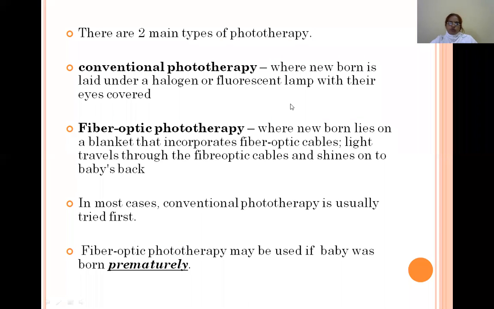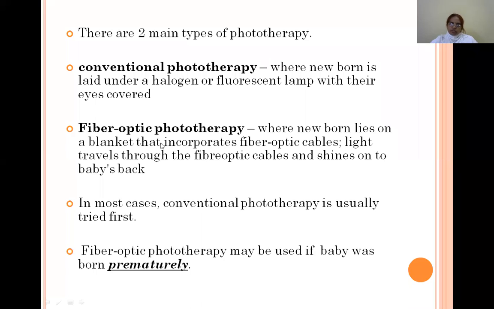Actually, phototherapy is of two types: conventional phototherapy and fiber optic phototherapy. In conventional phototherapy, the newborn is laid under a halogen lamp or fluorescent lamp with their eyes covered. In fiber optic phototherapy, the newborn lies on a blanket that incorporates fiber optic cables. Light travels through the fiber optic cables and shines onto the baby's back.